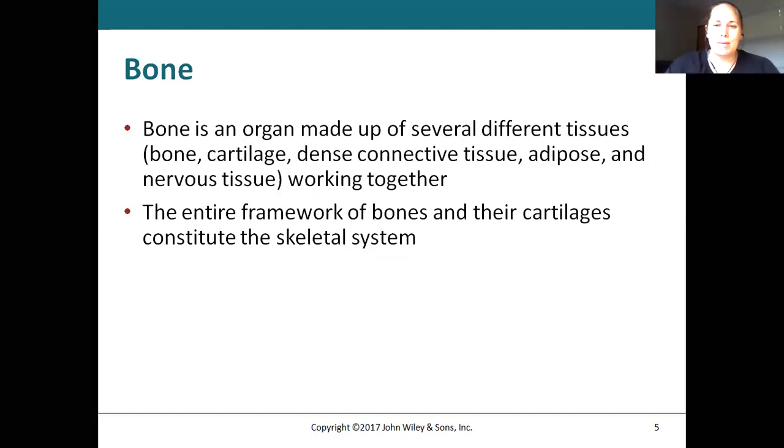Bone is an organ that's made up of several tissues. So it's not just bone as what we think of it as. You've got bone, you have cartilage, you have dense connective tissue, adipose tissue, which you may more commonly think of as fat tissue, and nervous tissue, which is going to be nerves innervating the bone and obviously causing communication between the bone and the nervous system. The entire framework of bones and their cartilages constitutes the skeletal system.